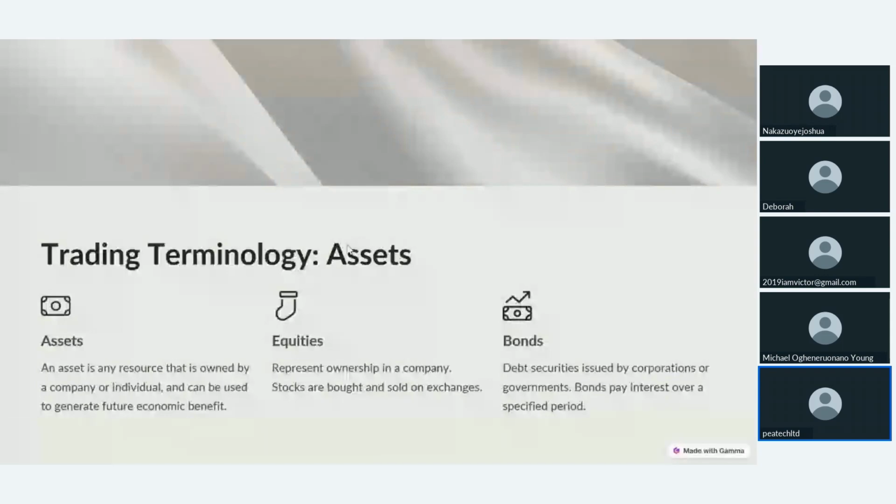Bonds refer to what? Debt securities issued by corporations or government. Bonds pay interest over a specified period. These are terms for forex traders and stock traders. Our major concern is crypto here, but it's good that you still have some good idea of it.